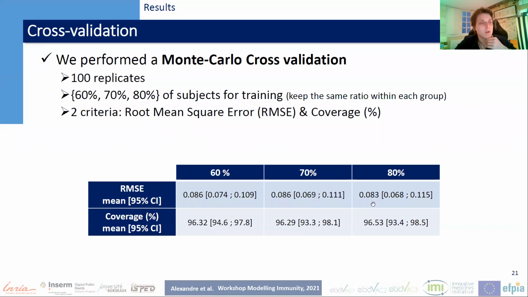In this table, we gathered the results that we obtained, and we can see that the results are quite stable for the three percentages, with a mean coverage percentage, in the second line, which is higher than 95%, and the RMSE, which is globally lower than 0.1 log10-transformed antibody concentration, which is consistent with the standard deviation of the error model estimated on all the data, which was estimated at 0.1.